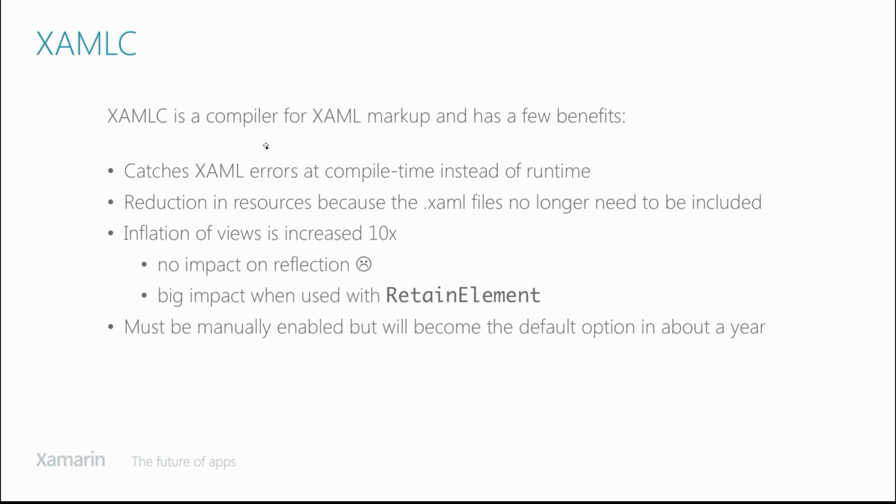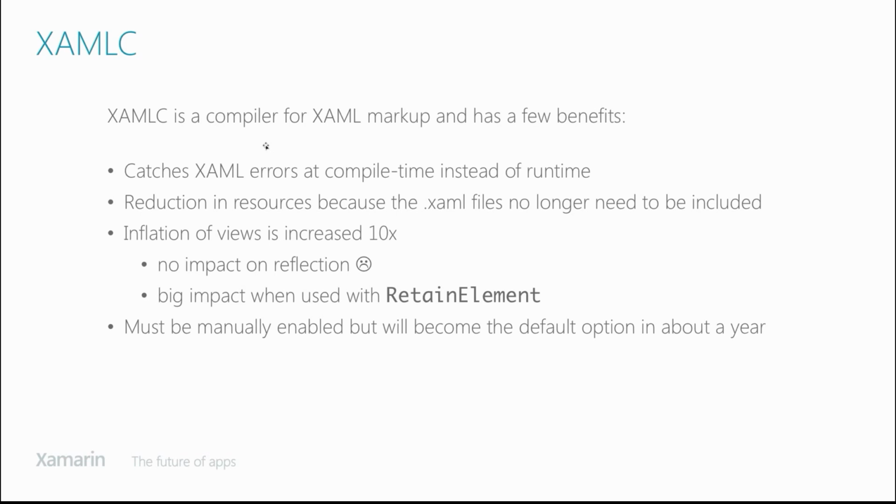because it catches your XAML errors at compile time instead of at runtime. It's going to reduce the amount of resources you have because those XAML files are no longer needed. They're compiled, so there's no interpretation at runtime. And Jason, the lead engineer of Forms, gave me some metrics here. He said on average about 10 times faster to inflate the views by using the XAML compiler. Unfortunately, there's no impact on reflection, because you can't reflect things at compile time.